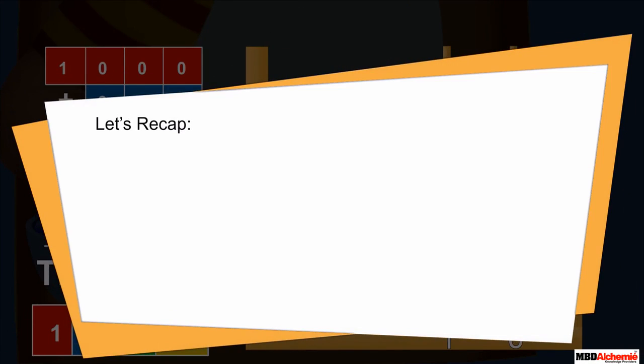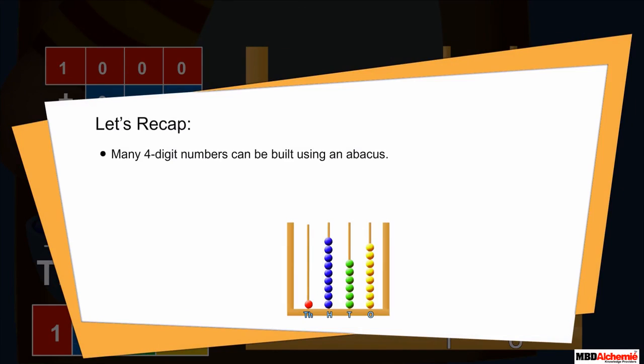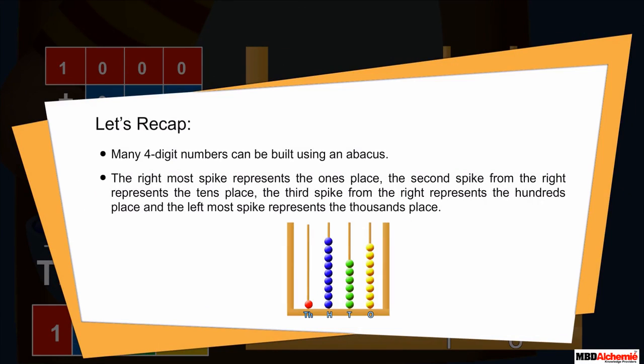Let's recap. Many 4-digit numbers can be built using an abacus. The rightmost spike represents the ones place. The second spike from the right represents the tens place. The third spike from the right represents the hundreds place. And the leftmost spike represents the thousands place.